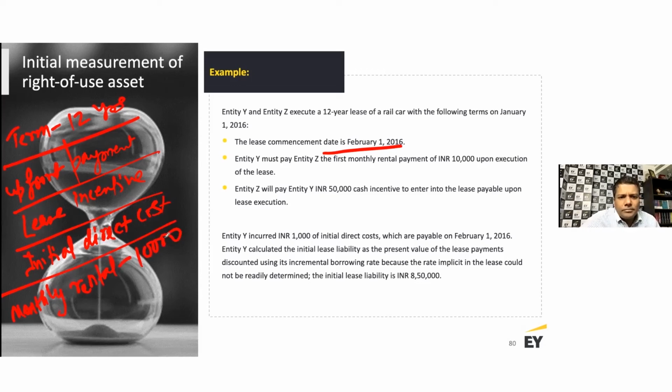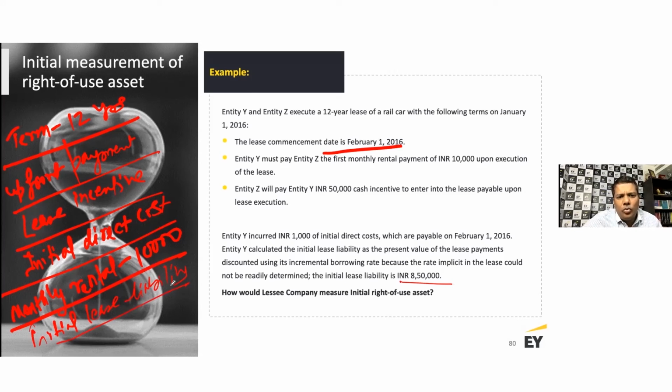Okay. Now, entity Y calculated the initial lease liability at the present value of the lease payment, discounted using the incremental borrowing rate, because the rate implicit in the lease could not be readily determined. The initial lease liability is INR 8,50,000, right? That information is also given, the initial lease liability.